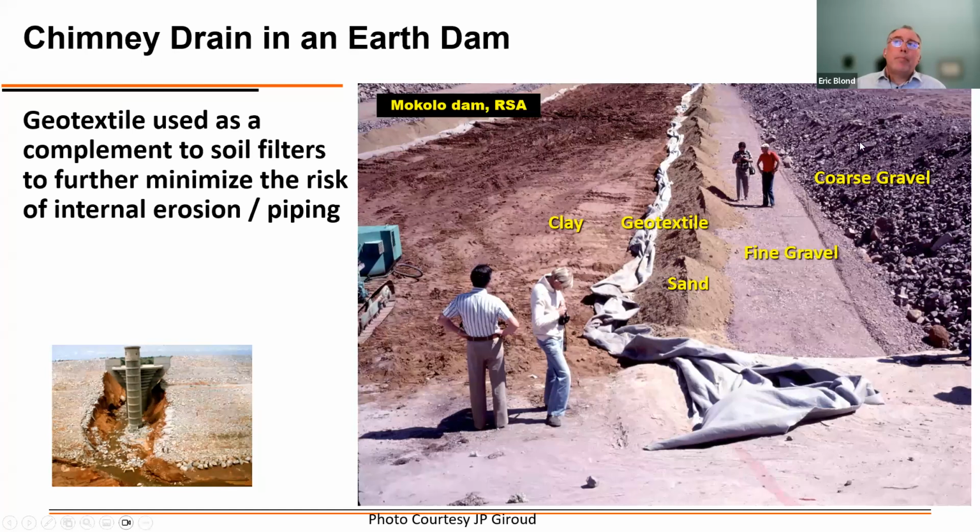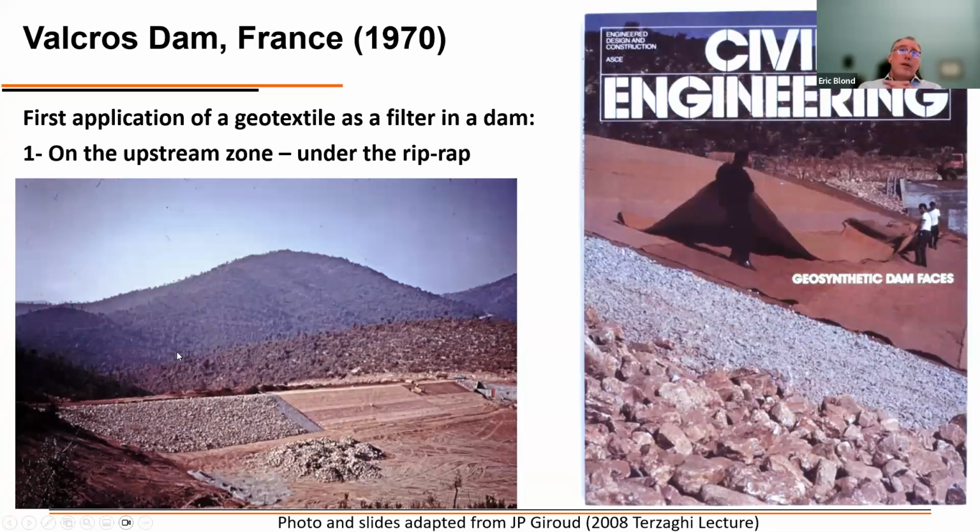So that's really by the book, where the D85 of each layer is going to be selected against the D15 of the next layer. And that is one other application which is going to prevent those failures to occur. Valcroze Dam in France was in fact the first application of a geotextile filter in a dam.